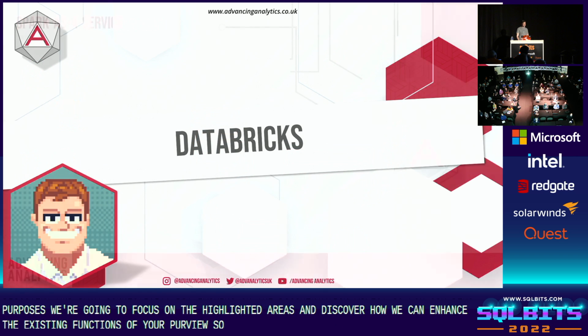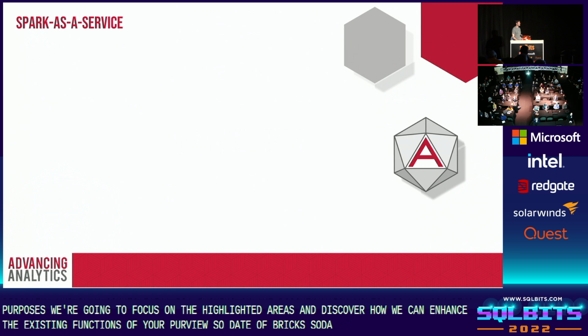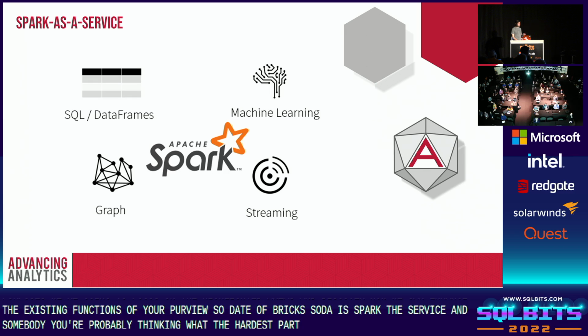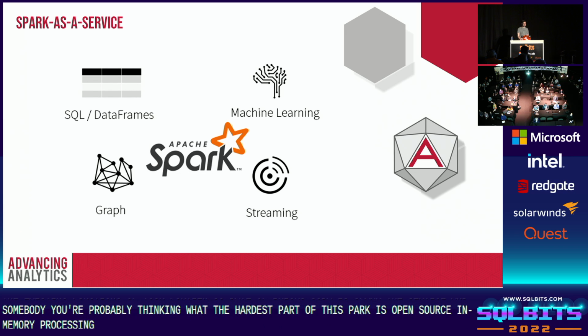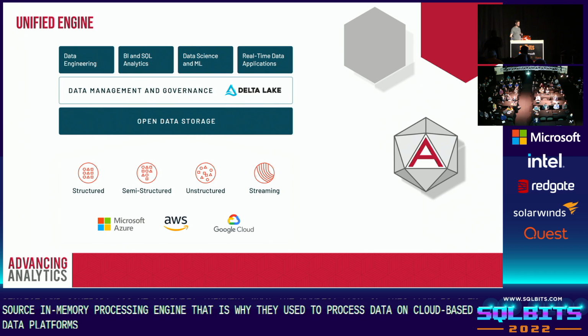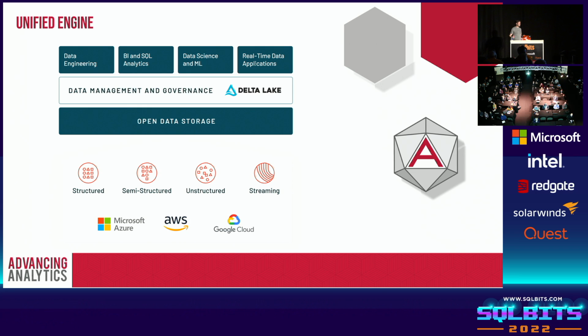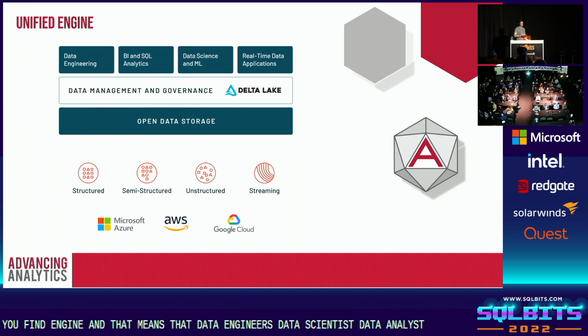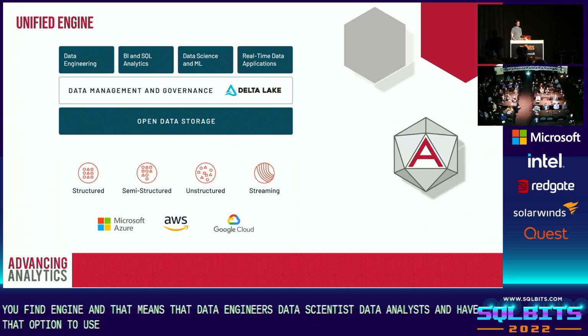So, Databricks. Databricks is Spark as a service, and some of you are probably thinking, what the hell is Spark? Spark is an open source in-memory processing engine that is widely used to process data on cloud-based data platforms. Databricks itself is a unified engine, and that means that data engineers, data scientists, and data analysts can all use the same tool and have the option to use different languages within the same engine.